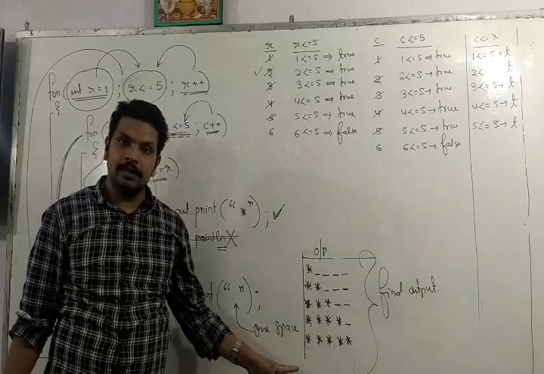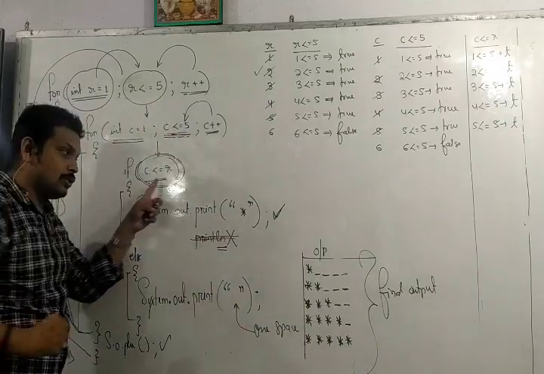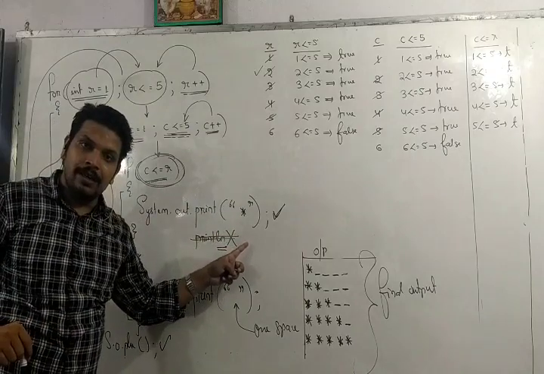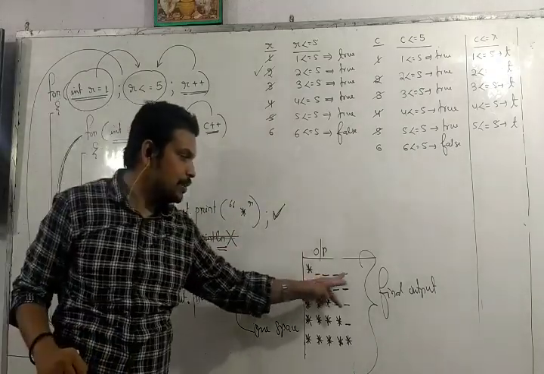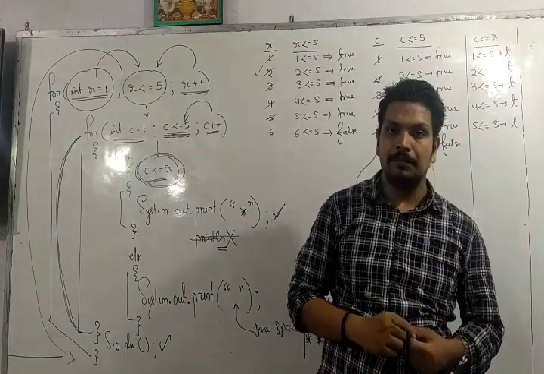Is this clear? So what is this? This is the condition in which star is getting printed and in the else part the spaces are getting printed. You can see. Yes or no? The spaces are getting printed.